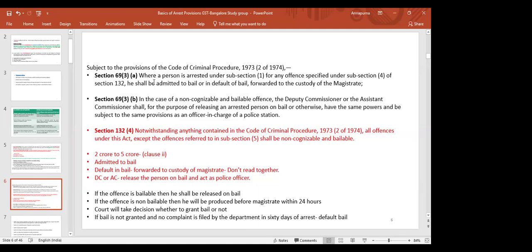So basically, my understanding of 69(3)(a) and 3(b) says it is applicable for clause 2 of 132, and I just want to have sir's views on in default of bail, sir. Because I was asking why he will be forwarded to the custody of the magistrate, because this is applicable only in the case of a non-bailable offense and not for a bailable offense.